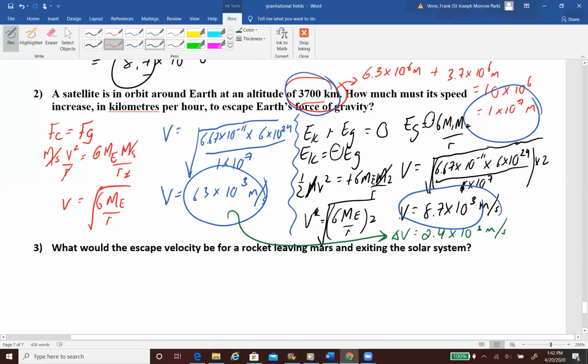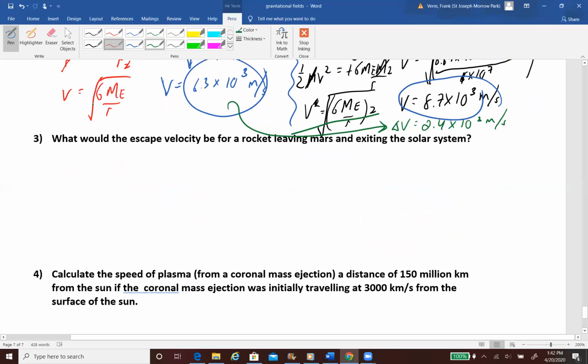Let's move on to number 3 now. Okay. So number 3, we have an object leaving Mars and exiting the solar system. It's actually kind of related to what we were just doing before, where this means it's going to get to a point where the kinetic energy and the gravitational potential energy will be 0. But in this case, it's got to leave two things. It's got to leave not only the planet, Mars, but it's also got to leave the sun. So that's going to add up to 0.